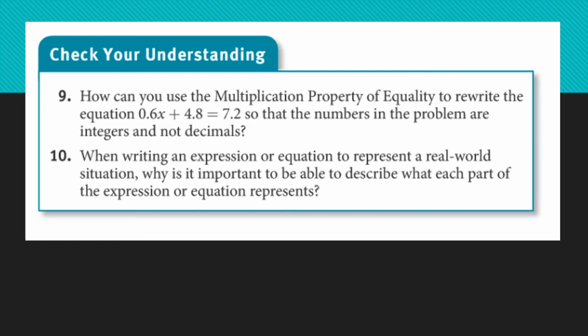So if you haven't already answered these, pause this Office Mix and answer them yourself, because this is going back to some stuff you just did, and it's really valuable stuff to know. So think it through. And it asks us, how can you use the multiplication property of equality to rewrite the equation so that the numbers in the problem are integers and not decimals?